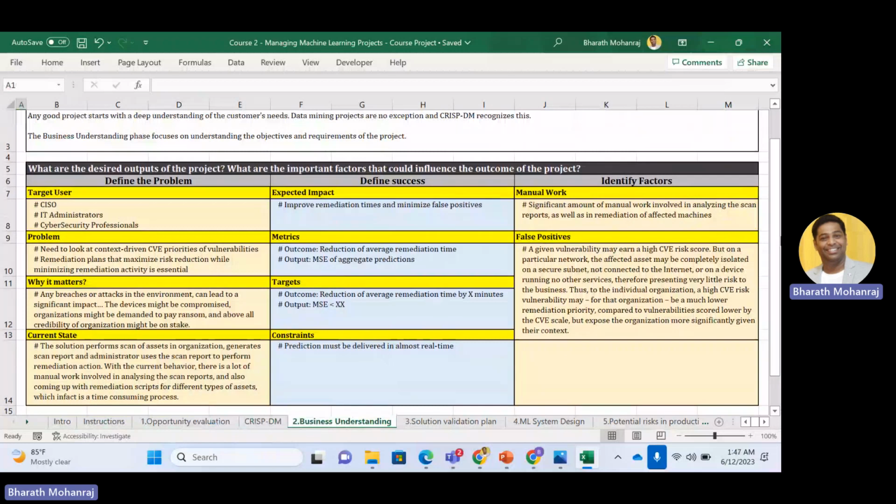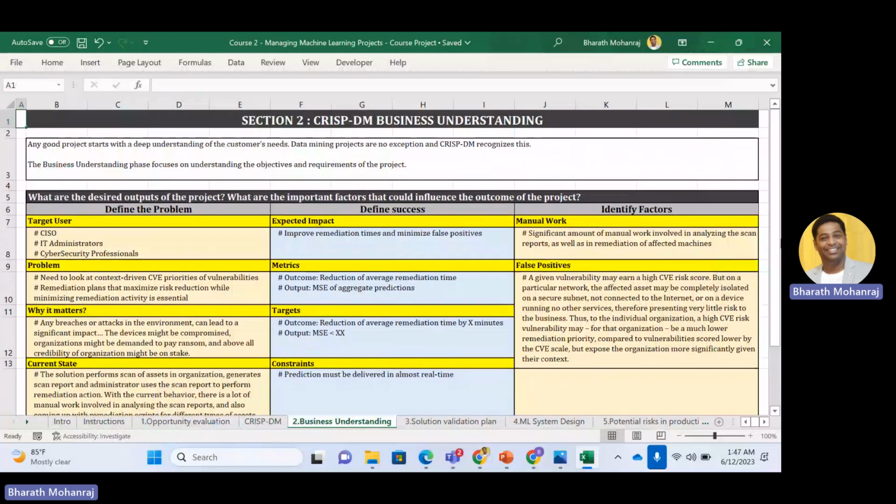So the current state is, like I said, administrators run scans on all the machines in an environment, get the scan report, do a manual evaluation in most cases, detect any false positives, get rid of them, and then finally come up with the remediation scripts or fixes. So this is a manual process that's currently used.